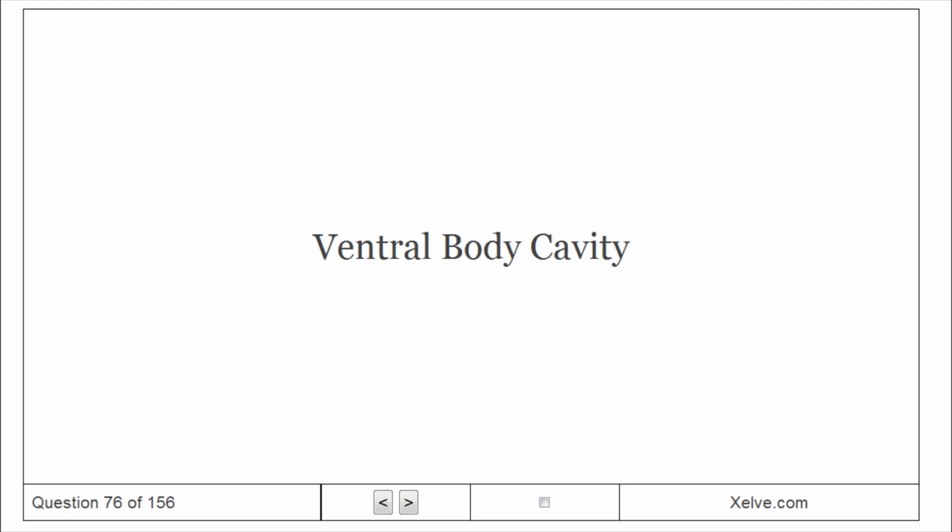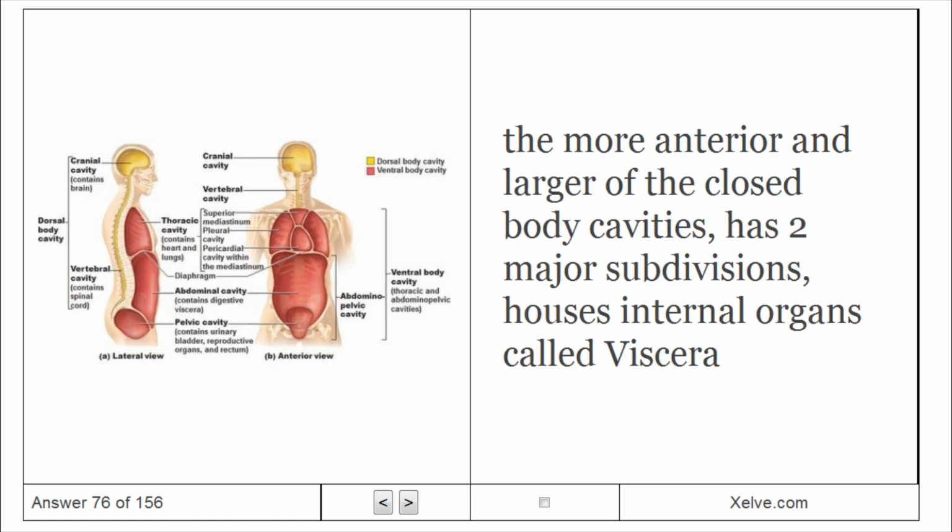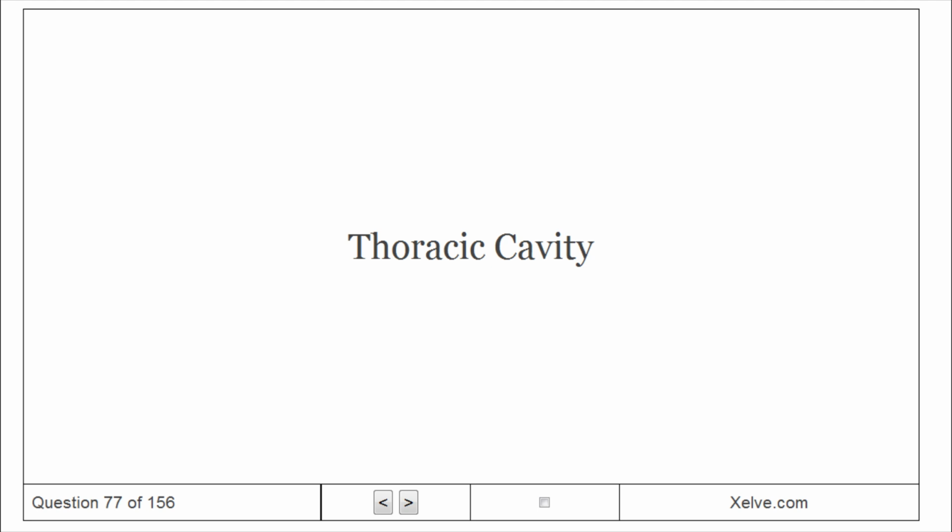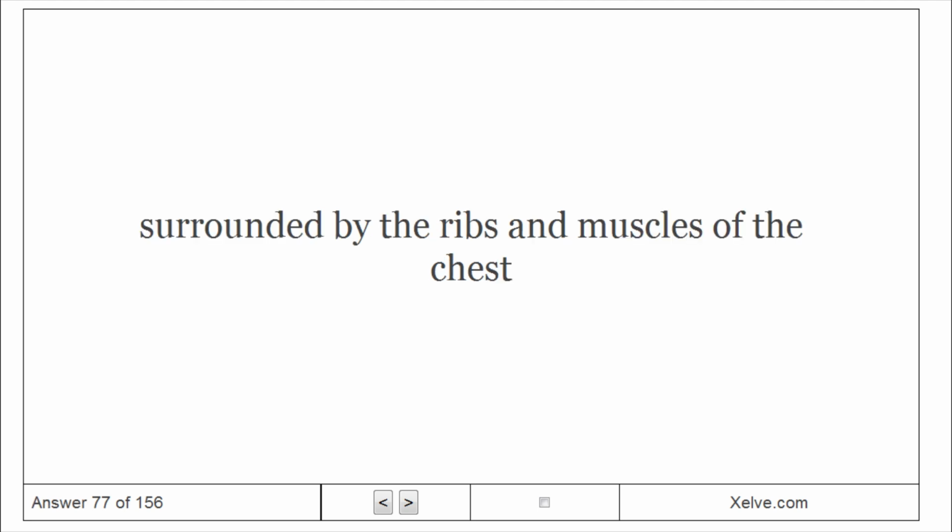Ventral body cavity: the more anterior and larger of the closed body cavities, has two major subdivisions, houses internal organs called viscera. Thoracic cavity: surrounded by the ribs and muscles of the chest.